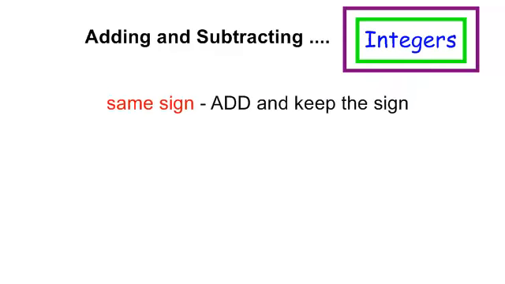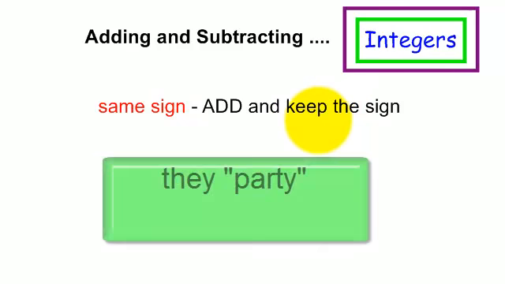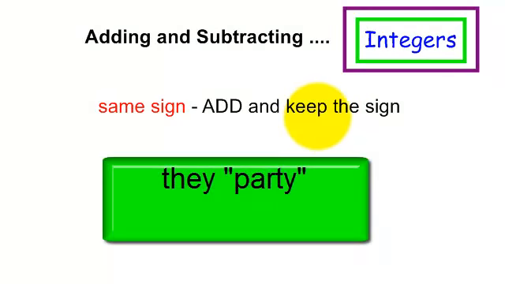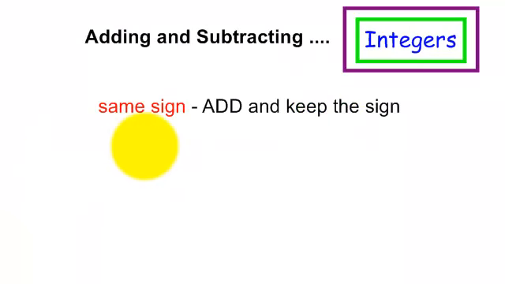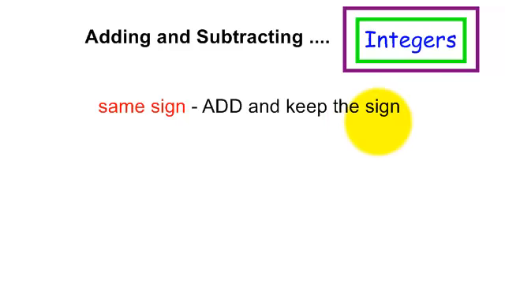So in adding and subtracting integers, if I have the same sign, I have to add them up, and I keep that sign. So if I have positives and more positives, I add them all up, I get lots more positives. Or if I have negatives and negatives, I add them up and I get lots more negatives. So same sign, add, and keep the sign. If they have the same sign, what do? Add and keep that sign.